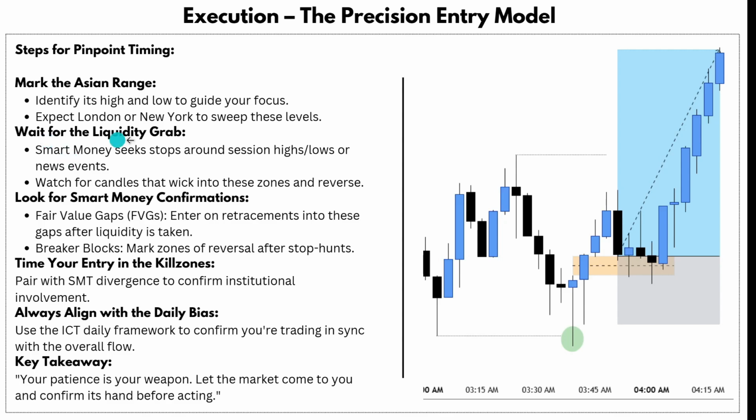Then for number two, we wait for the liquidity sweep. Smart money seeks stops around session highs or lows or news events. We watch for candles that wick into the zones and reverse. That's number two right here.